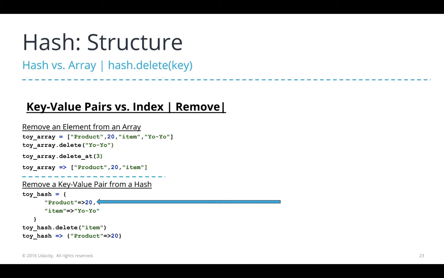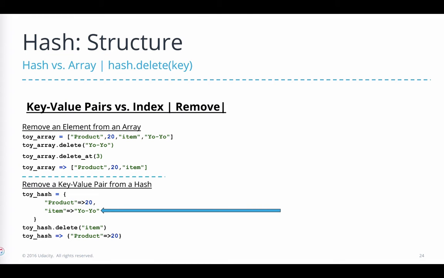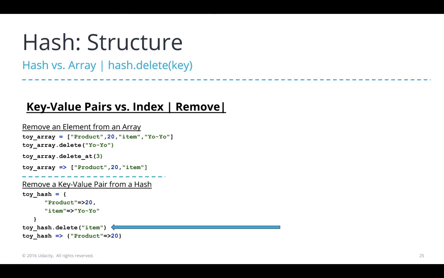Here we have a variable toyHash, which points to a hash that has 2 key-value pairs, product as a string and key with a value of 20, and item as a key and string with a value of the string yo-yo. We can call on the built-in Ruby hash method, delete, and pass it the key name of item. toyHash now has 1 key-value pair, the string product as a key with a value of 20.